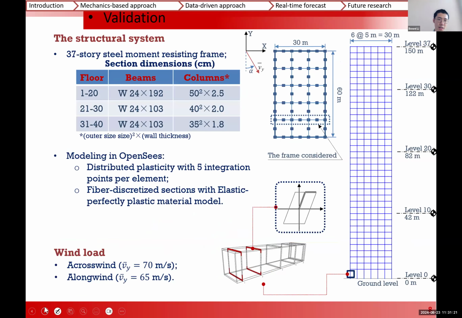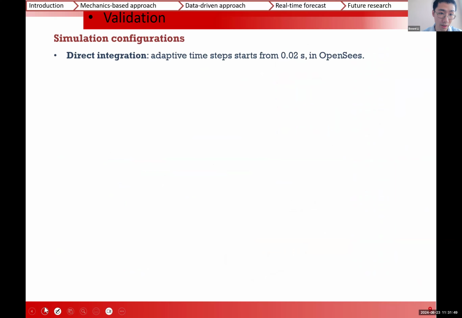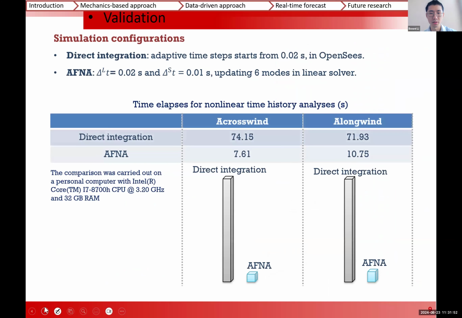Now we are curious whether the scheme will work or not. Here's the case study that we considered. It is a 37-story steel structure modeled in OpenSees, with a consideration of distributed plasticity with 5 integration points per element. It is subject to wind load, including the across-wind and along-wind cases, and is compared with direct integration. What we have shown here is the efficiency compared by time elapsed.